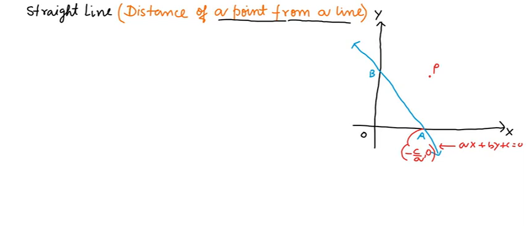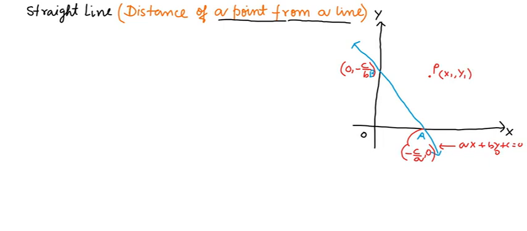Here you know the y coordinate of point A will be 0. When we put the value of y as 0 here, then x will be equal to minus C by A. Similarly, the coordinate of B will be (0, minus C by B). This is the coordinate of this point, and suppose the coordinate of the point P is (x1, y1).